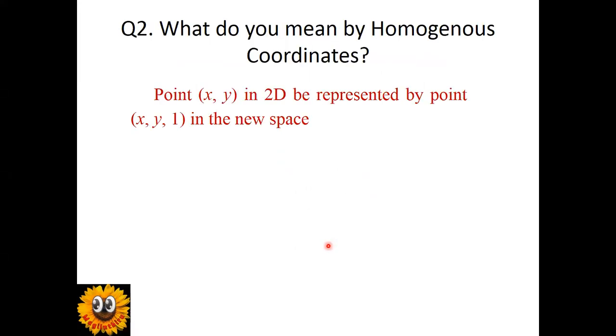What do you mean by homogeneous coordinates? Any point in two-dimensional space, x comma y, represented with an additional axis, which we refer to as 1, is known as homogeneous coordinate. Any numerical value is also fine. Instead of x comma y, you can write 4 comma 3, and writing it as 4 comma 3 comma 1 is also fine. That is representing the homogeneous coordinate system.